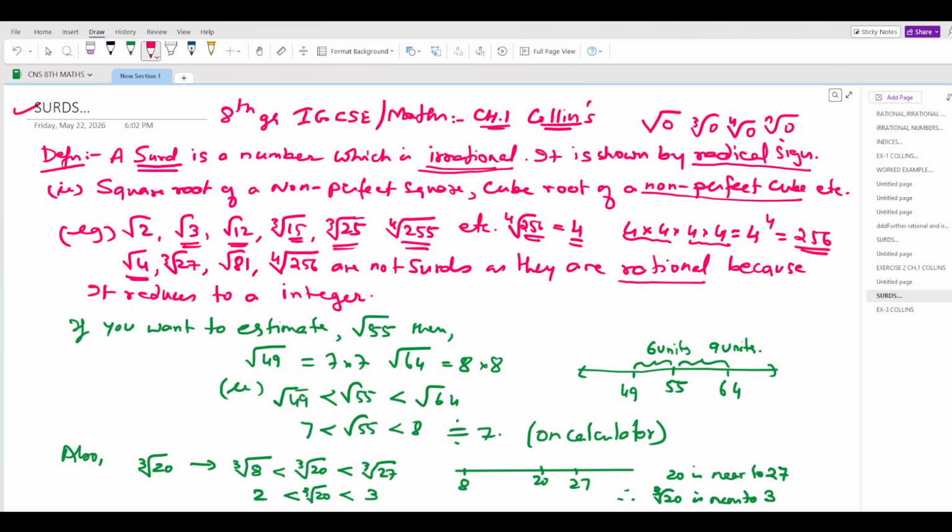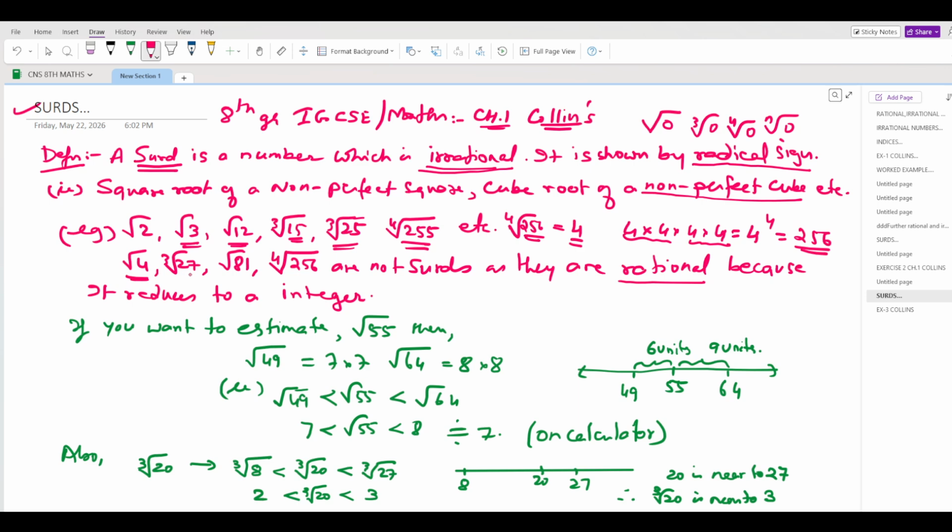Because the square root of 4 is rational, even though it is written in radical form like root 4, it is still not a SURD. So root 4 is not a SURD. Cube root of 27, again, is not a SURD because 27 is a perfect cube.